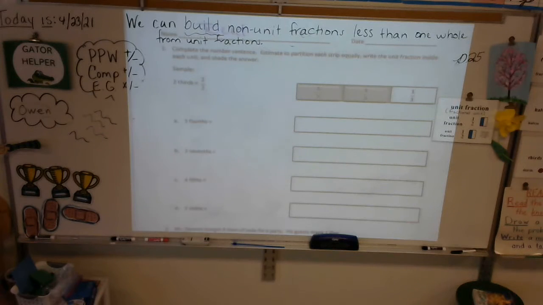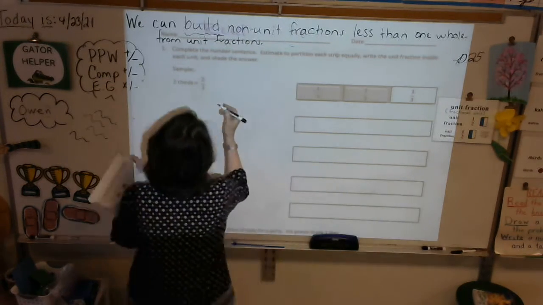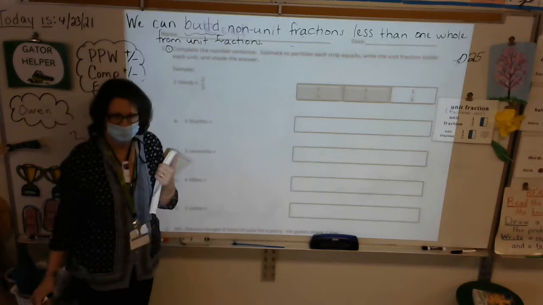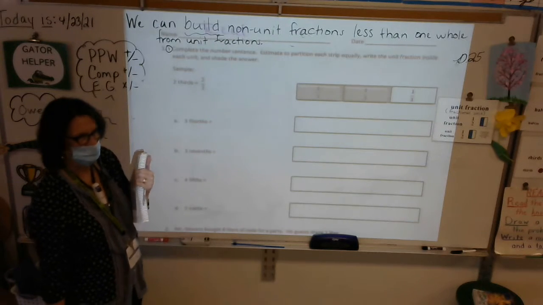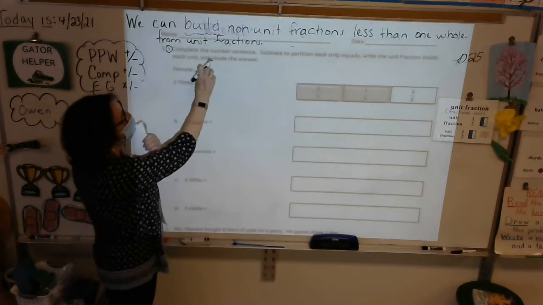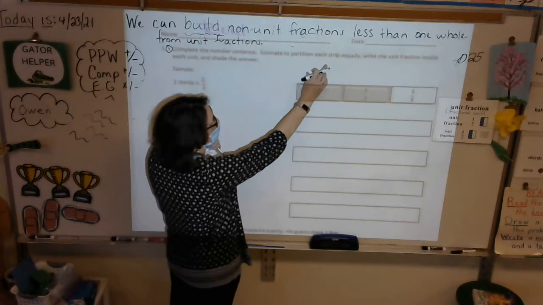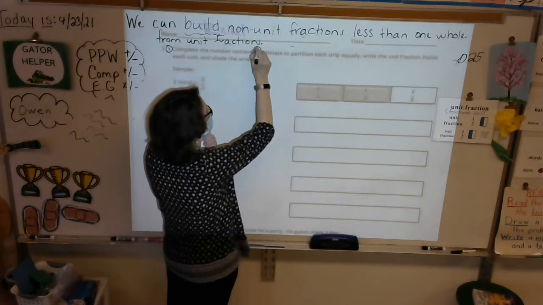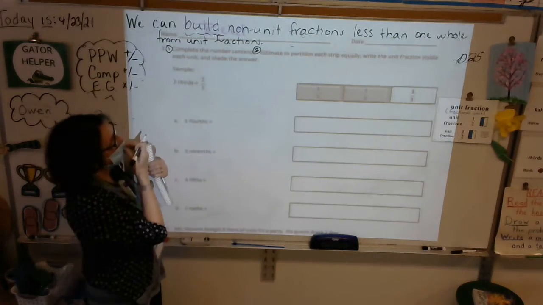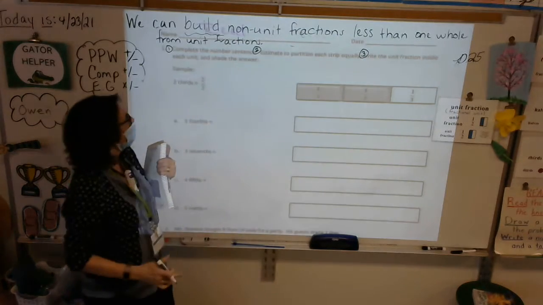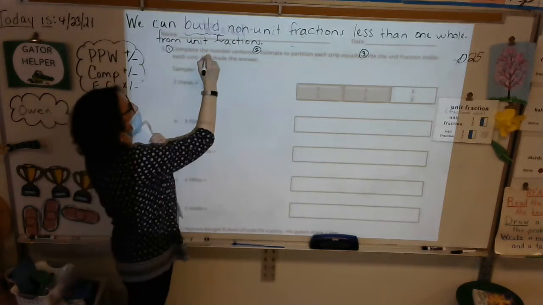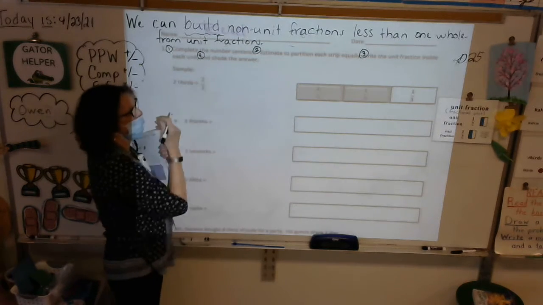Okay, so let's read these directions at the top of the page. It says, complete the number sentence. So that's the first thing we want to do. Let's number our directions. The first thing we've got to do is complete the number sentence. Have we got that numbered? Hayden, complete the number sentence. Next thing we have to do is estimate to partition each strip equally. And then we have to write the unit fraction inside each unit. And then finally we have to shade the answer.